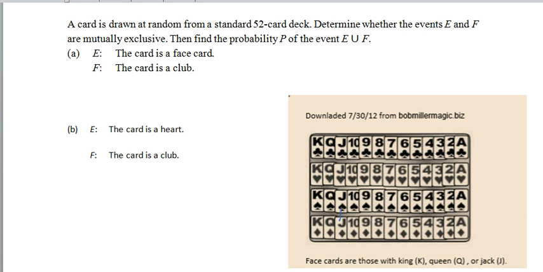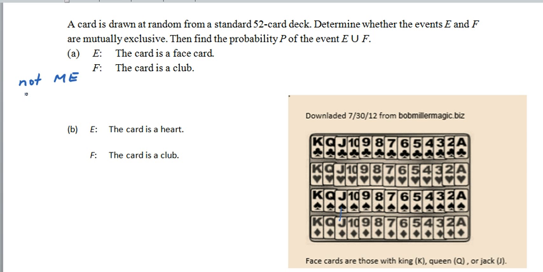So in part A of this question, the card is a face card. If the card is a face card, that would be event E, and if the card is a club, that would be event F. These events are not mutually exclusive (I'm just going to use ME for mutually exclusive), since in fact there are 3 face cards that are clubs.